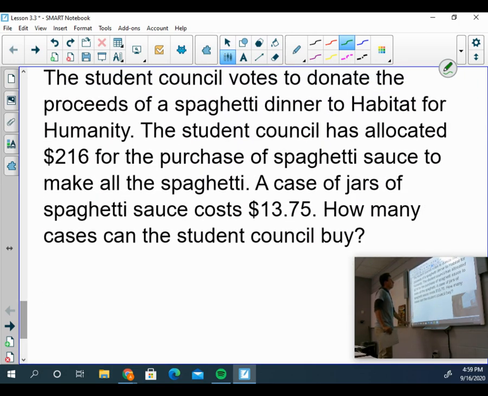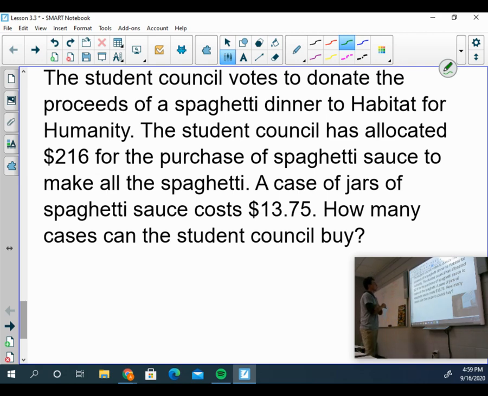The student council votes to donate the proceeds of a spaghetti dinner to Habitat for Humanity. The student council has allocated $216 for the purchase of spaghetti sauce to make all of the spaghetti. A case of jars of spaghetti sauce costs $13.75. How many cases can the student council buy?